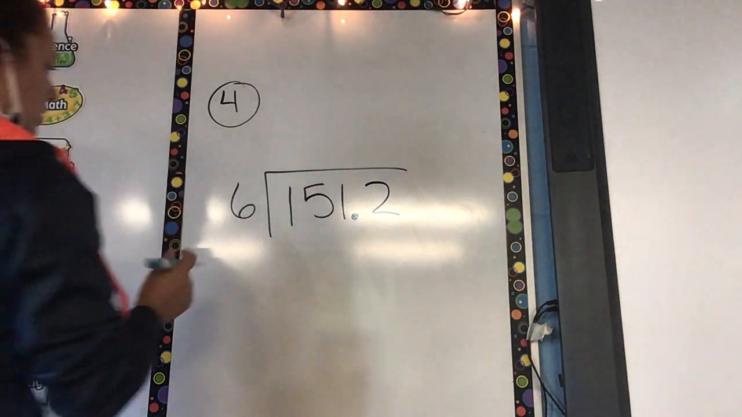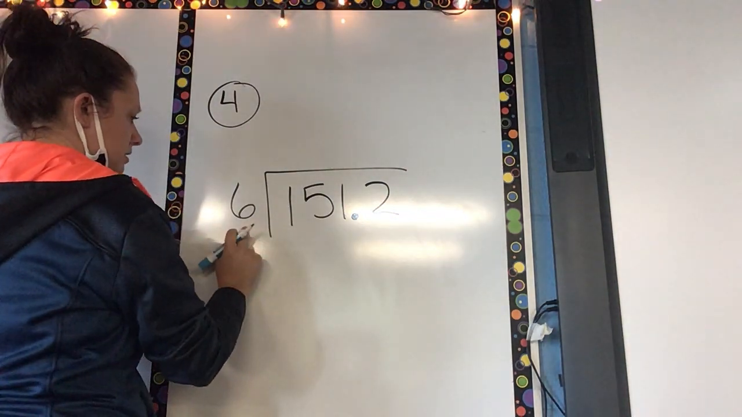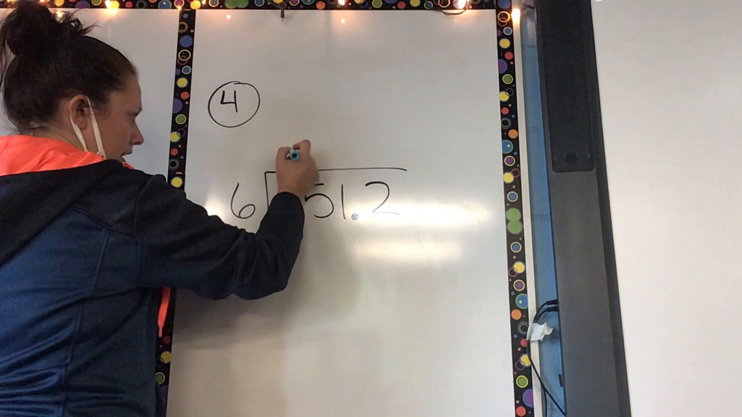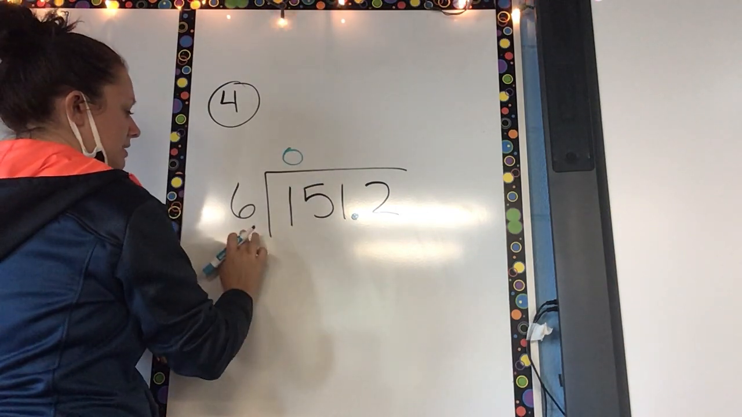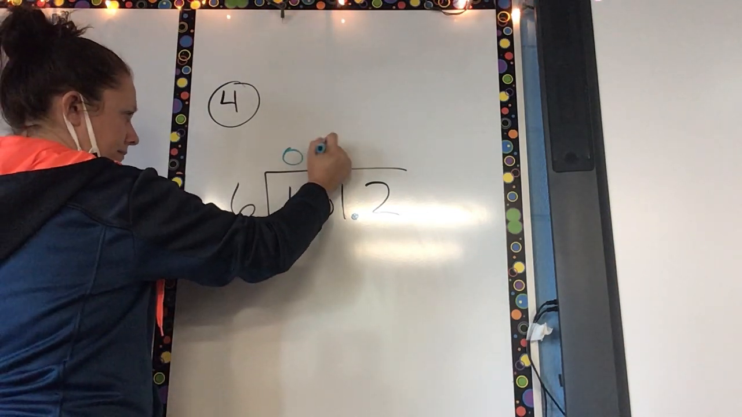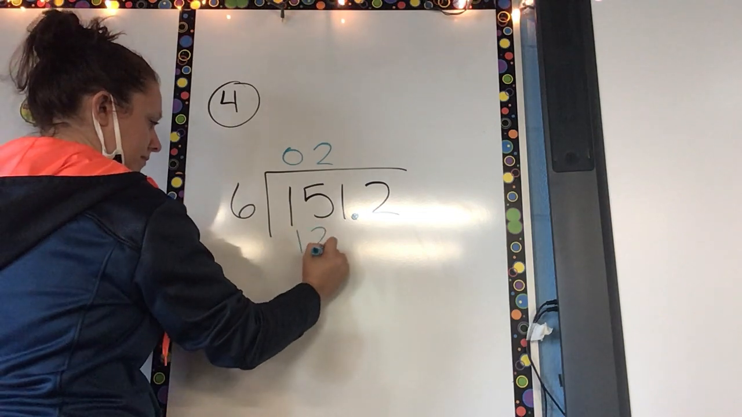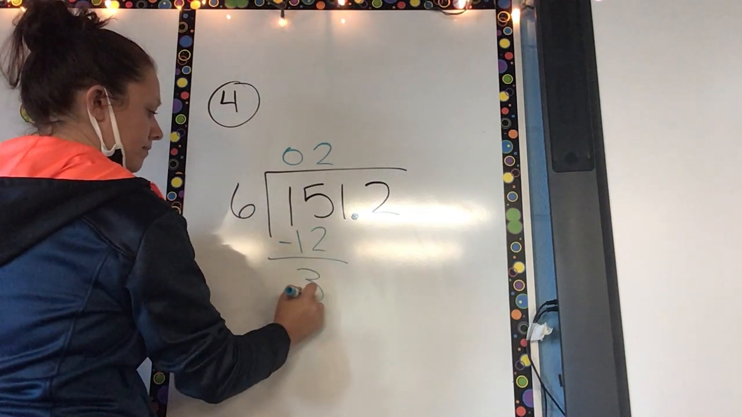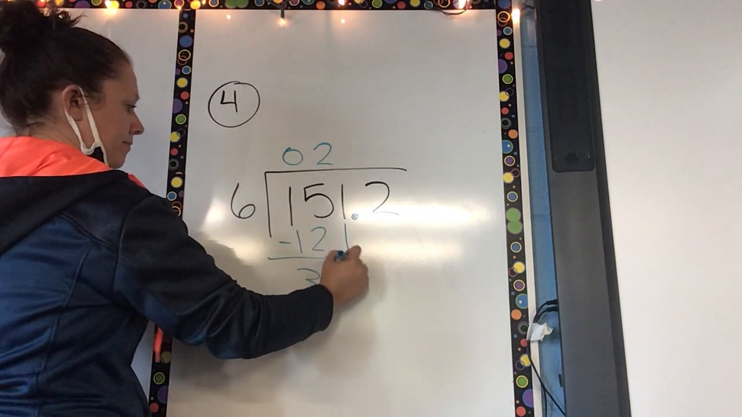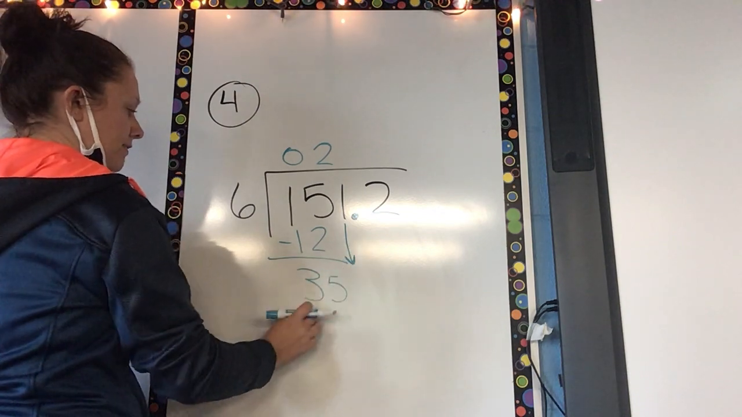All right, here we go. Can I do 1 divided by 6? It's 0, yeah. Can I do 15 divided by 6? How many? I need to bring down mine. 35 divided by 6?